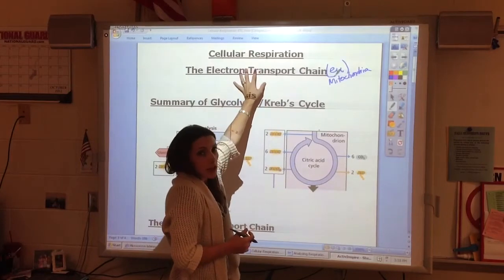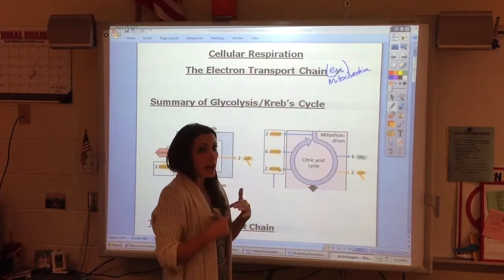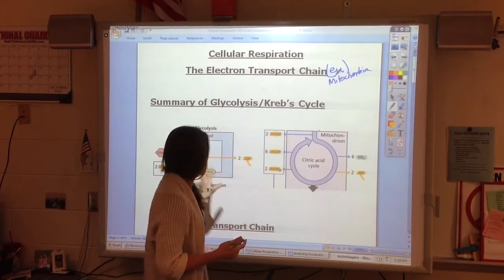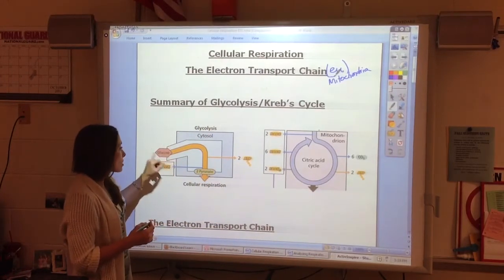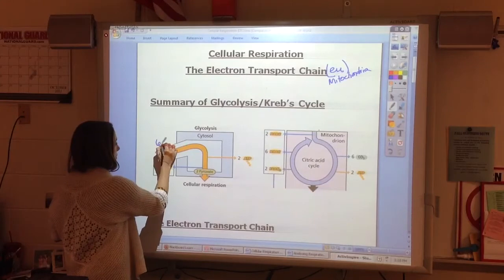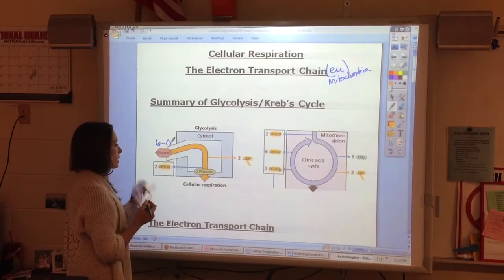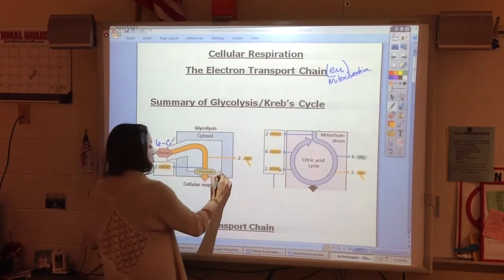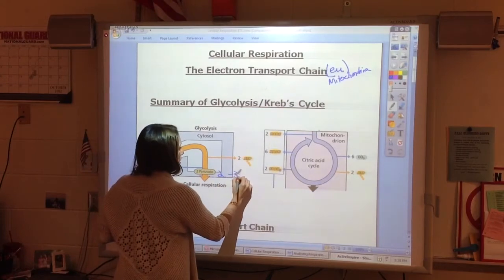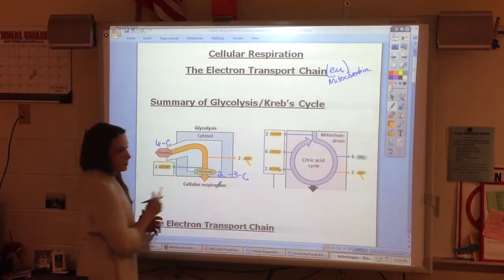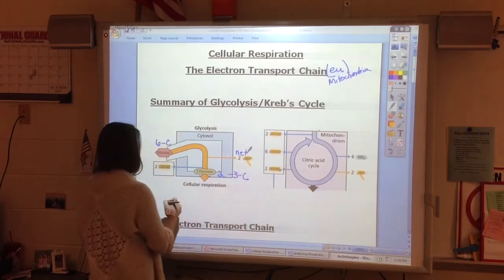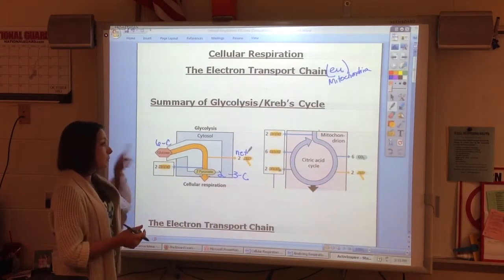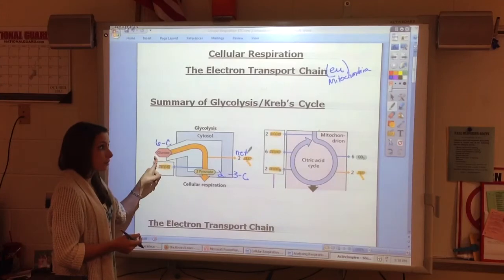Before we get to the electron transport chain, we want to think about how did we get here. So, quick summary, we started glycolysis with a 6-carbon glucose. We then broke our 6-carbon into 2 3-carbon pyruvates. We got a net of 2 ATP and 2 NADH per glucose.